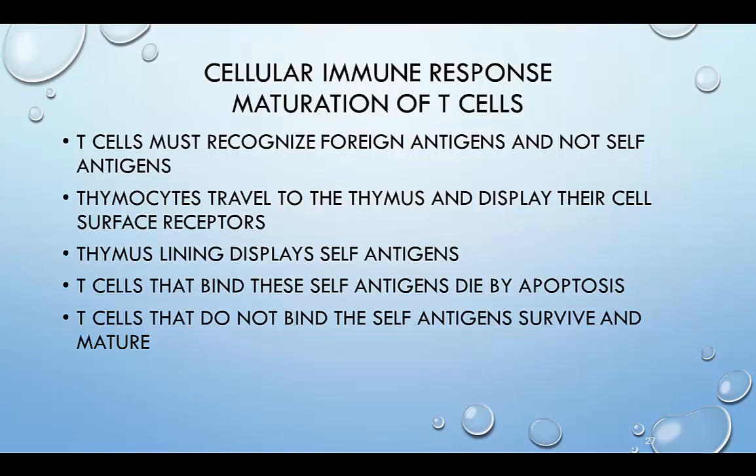Cellular immune response, maturation of T cells. The T cells need to recognize the foreign antigen and not self antigens. The thymocytes travel to the thymus and display their cellular surface receptors. The thymus lining displays self antigens. T cells that bind to self antigens die by apoptosis, and T cells that don't bind survive and mature.